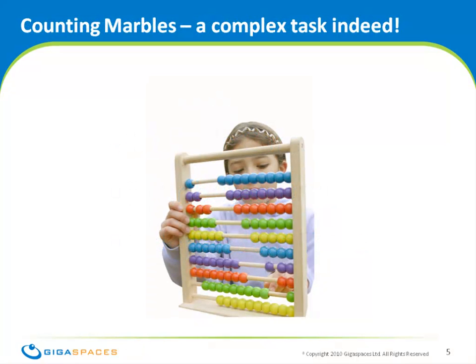So let's talk about how MapReduce in GigaSpaces works. Our example will be something conceptually very simple, counting marbles of different sizes by colors. You might be asking, what's so complex about counting marbles? Well, consider if you have four people and a bag of marbles. You now have a lot of options.